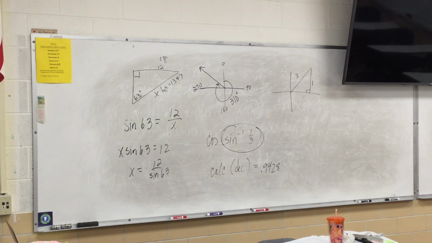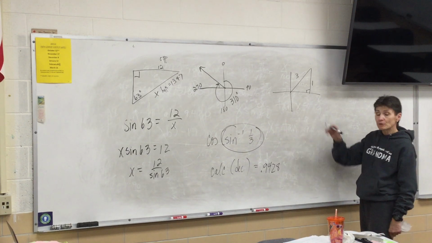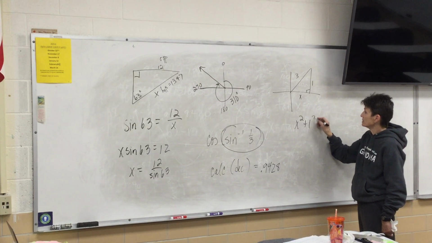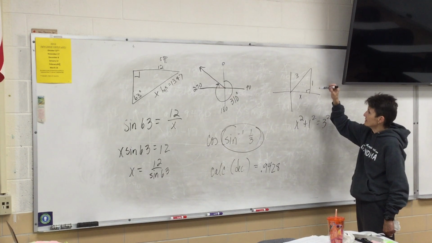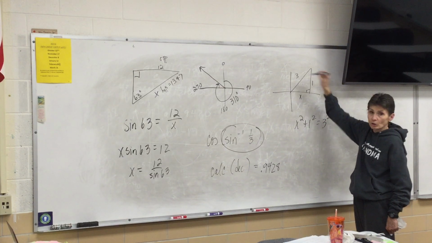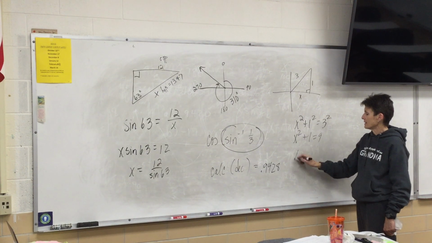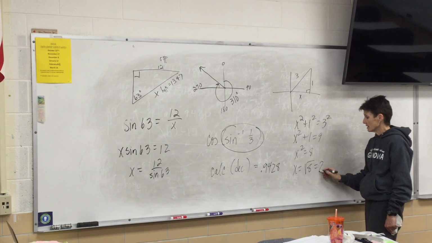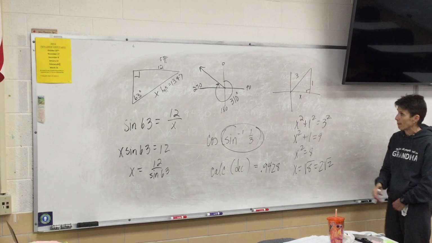Okay? Now, what's the adjacent side? Well, I don't know, but I can do the Pythagorean Theorem to find it. So x squared plus 1 squared equals 3 squared. Remember, it's always leg squared equals hypotenuse squared. So x squared plus 1 equals 9, x squared equals 8. X equals the square root of 8, which is 2 square root 2.